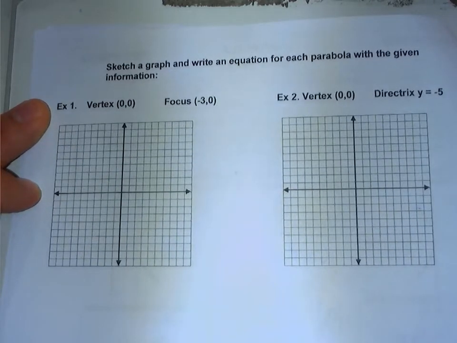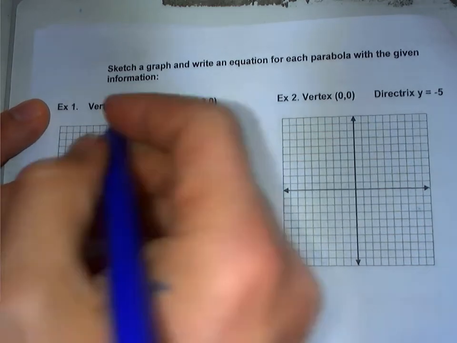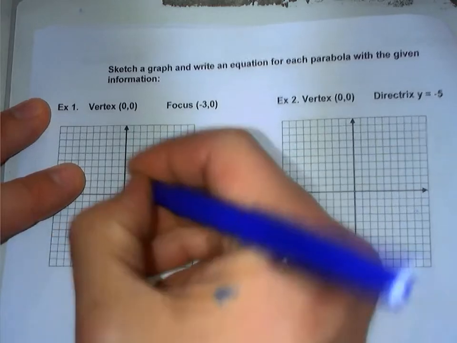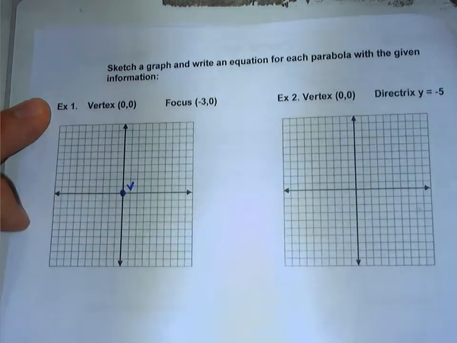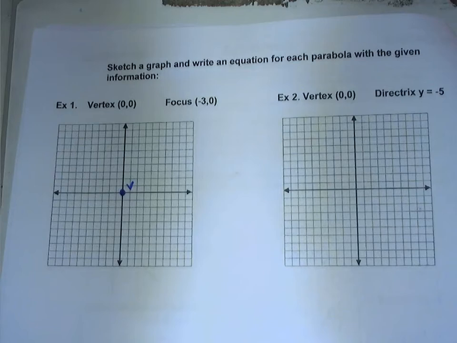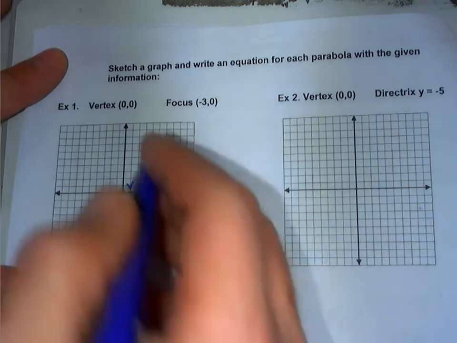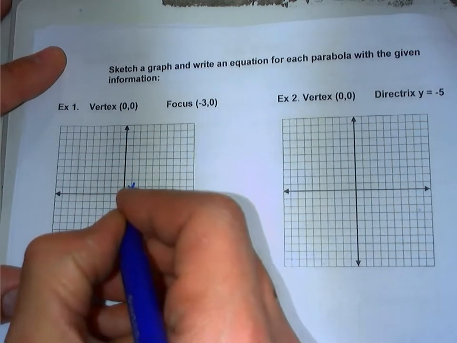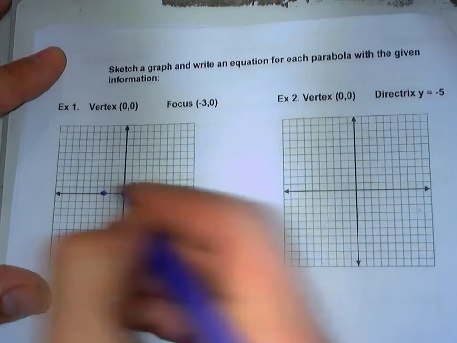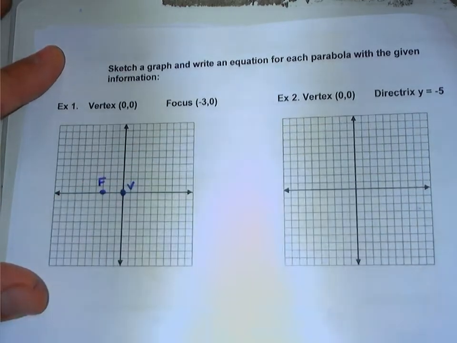Okay, so the first thing I do is I'm a visual person, and you guys are too, I bet. Let's go ahead and put this on our graph paper. So vertex is 0, 0. I'm going to go ahead and graph that and put a little V there. On a quiz or test, I want you to graph these points and then put the label of V or F. And then negative 3, 0. Which way is negative 3, 0? To the left, to the left. 1, 2, 3, and I put a little F there.